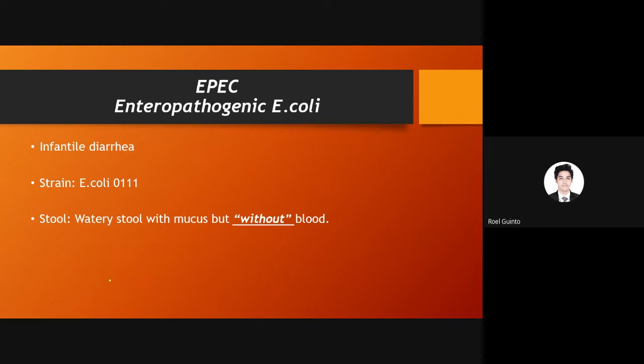Next, we have the EPEC or enteropathogenic E. coli. So, this is the infantile diarrhea and it has strain of E. coli O111. Tatandaan natin yung strain. And the stool sample is watery with mucus but without blood. Tatandaan natin, watery with mucus but without blood.